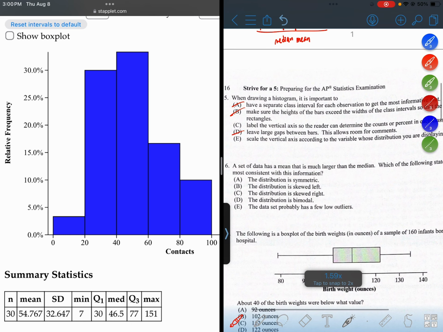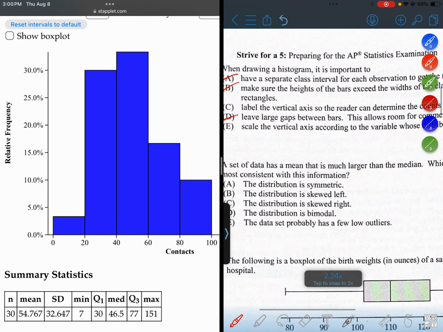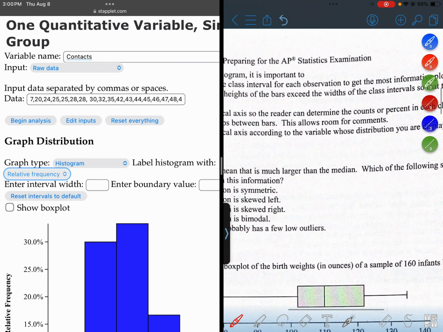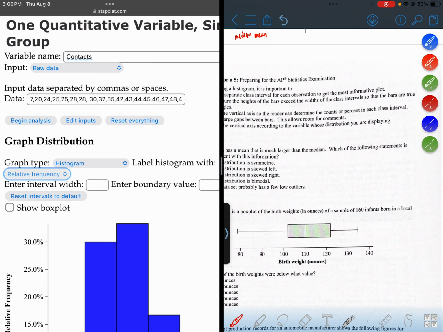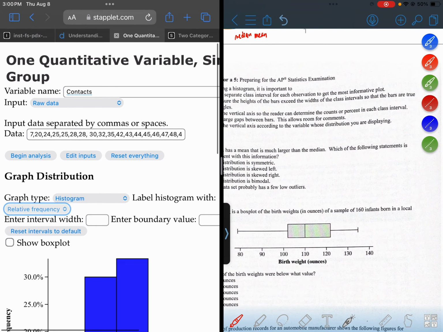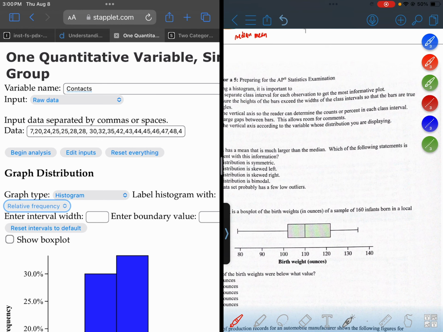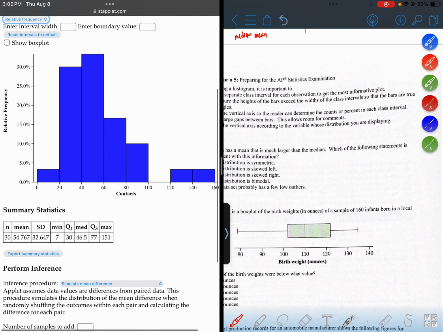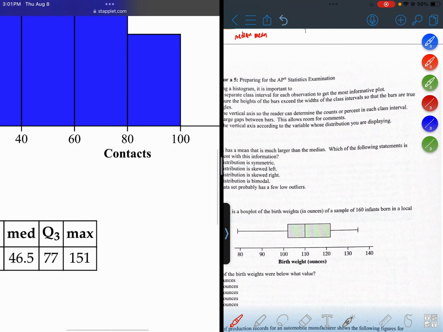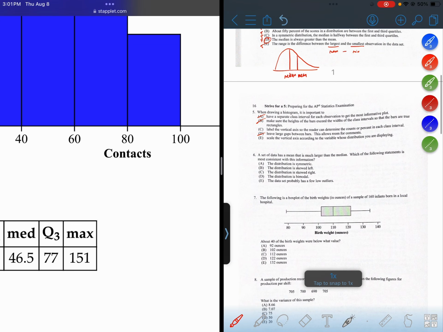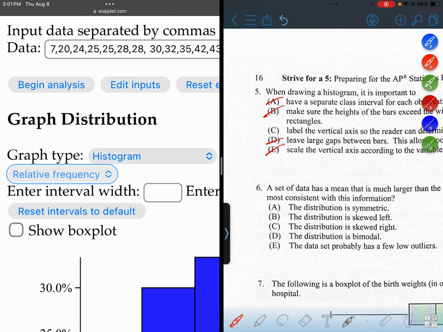Let's look at E. Scale the vertical axis according to the variable whose distribution you are displaying. So this was from a previous question. We were looking at how many contacts people have on their cell phone. And if you look at the variable, it's not on the vertical axis. The variable is down here on the horizontal axis. So I'm going to eliminate E and stick with my choice C.